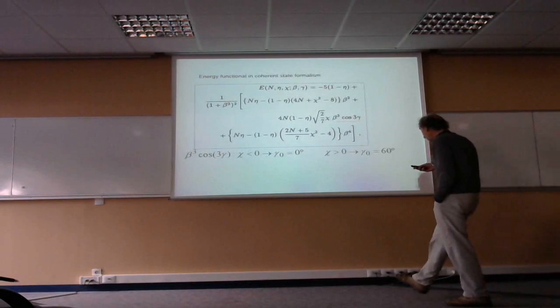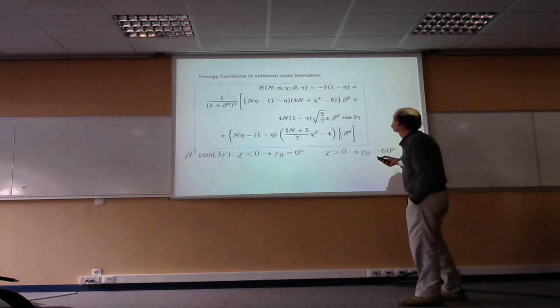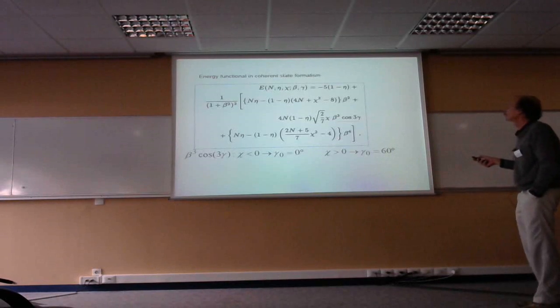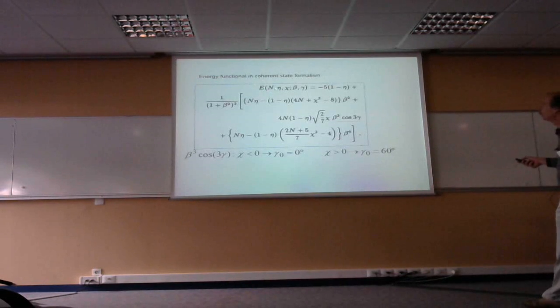For that we now use the coherent state formalism. Again, this is the energy for n bosons with the parameters eta and chi, for different values of beta and gamma, and I have this expression. It has a beta squared term, a beta to the 3rd cosine 3 gamma term, which Mark also had, and then a beta to the 4th term.